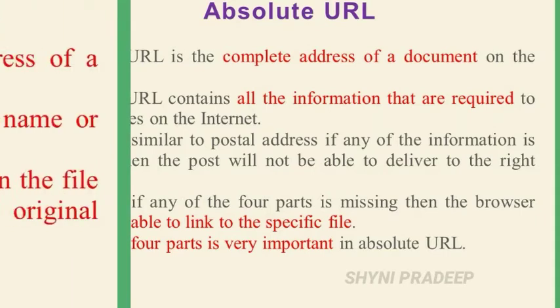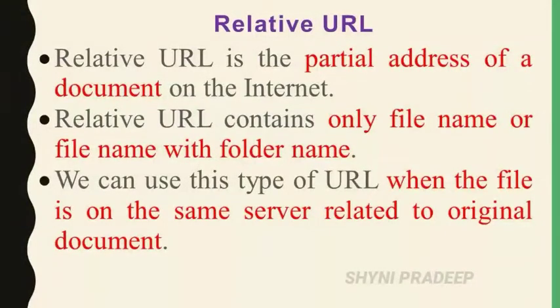Next, relative URL. It is the partial address of a document on the internet. It contains only the file name or the file name with the folder name. It is not a complete address, it is a partial address of a document. We can use this type of URL when the file is on the same server as the original document. So these are the two types of URL.